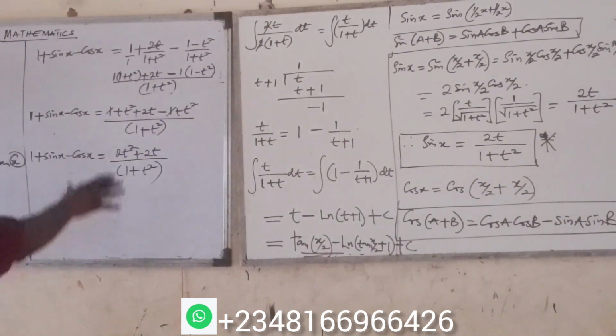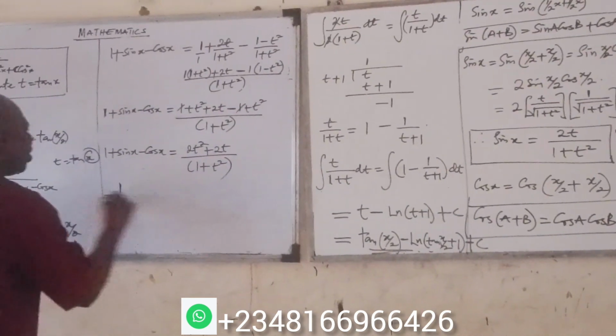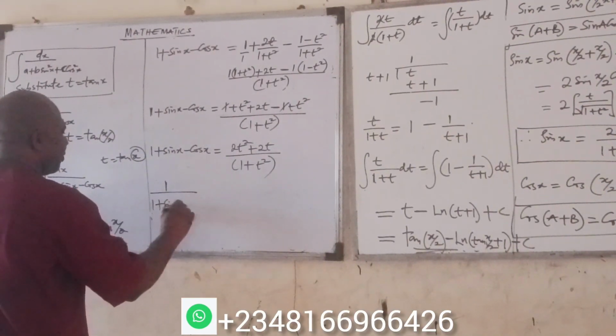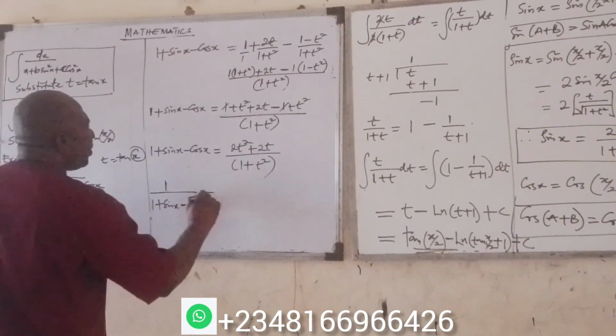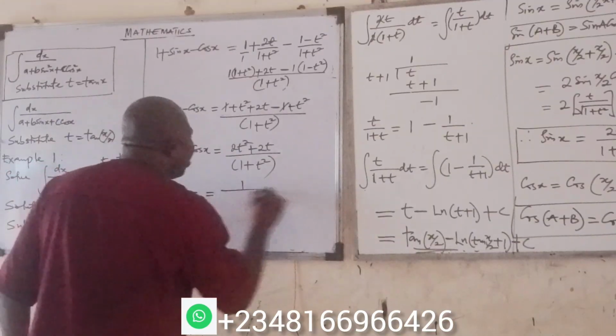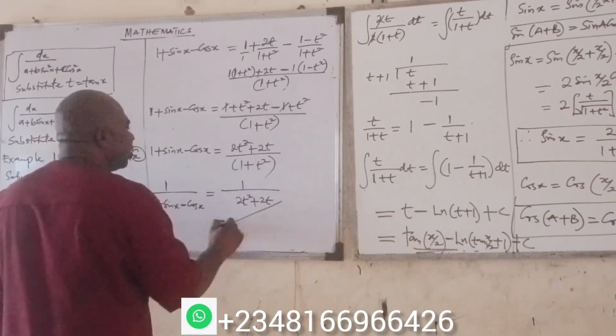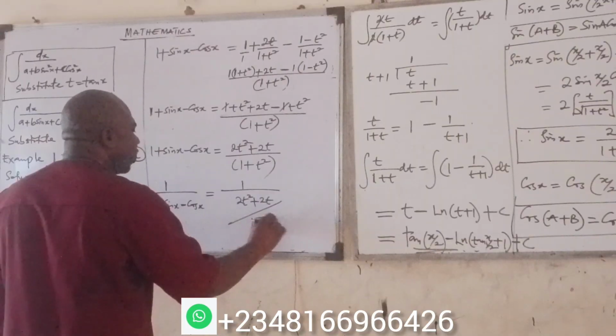Now let's find 1 over this function. 1 over 1 plus sine x minus cos x will be equal to 1 over 2t squared plus 2t divided by 1 plus t squared.